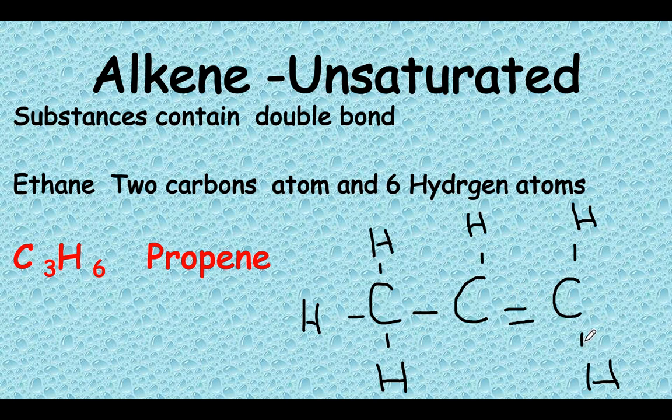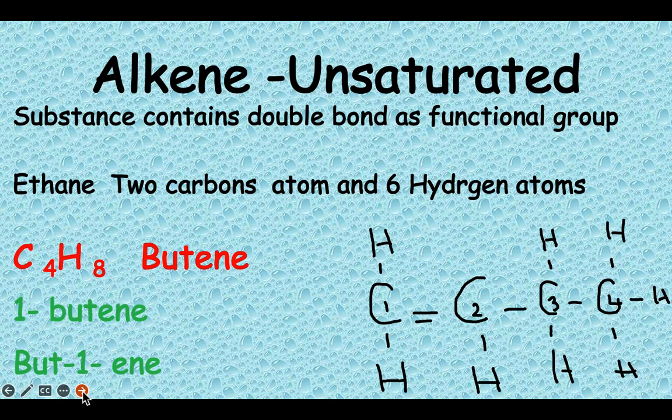And we're going to show also the bonds, hydrogen, hydrogen, 2 bonds, 2 in common, 2, 3, 4, and the last 1, 2, 3, 4. It is propene, 3 carbon atoms and 6, 1, 2, 3, 4, 5, 6 hydrogen atoms as a molecular formula. Let's move to the butene.